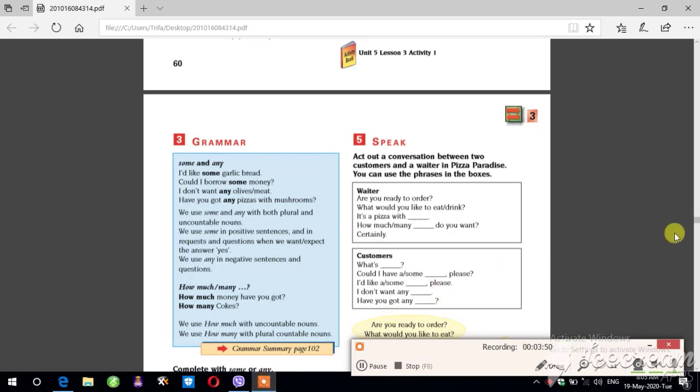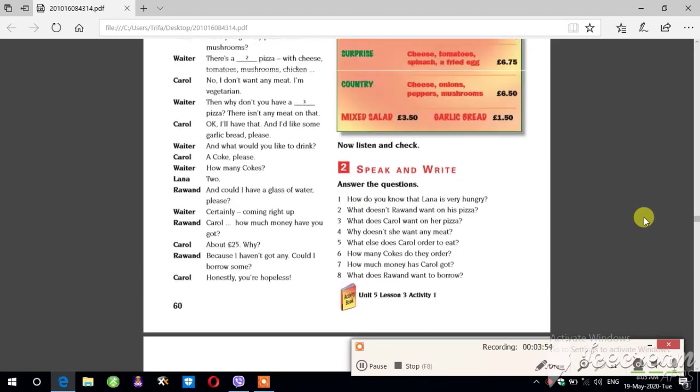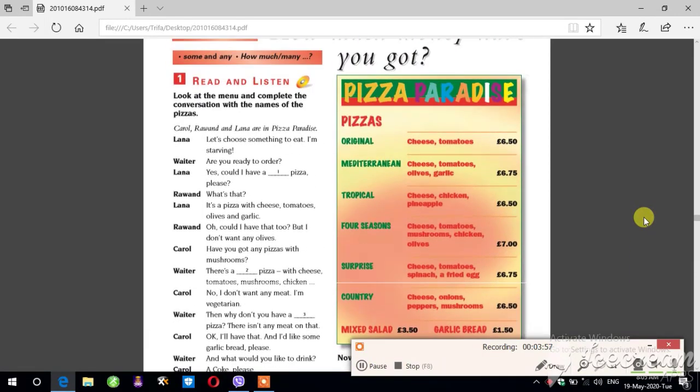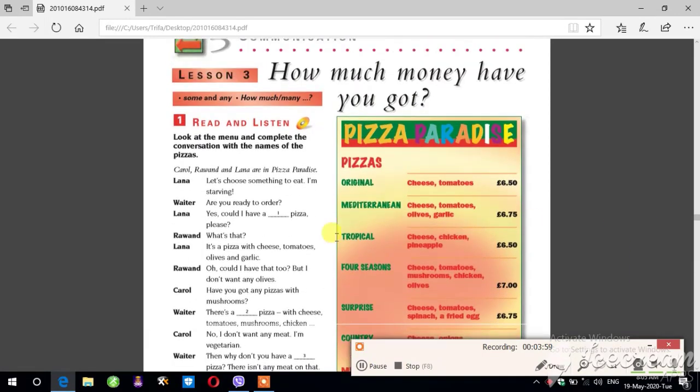We have many examples. Look at here. You have to read all of them. We read at school, but you have to review. The important point that you have to know, I talked about some, any, and how much, how many.